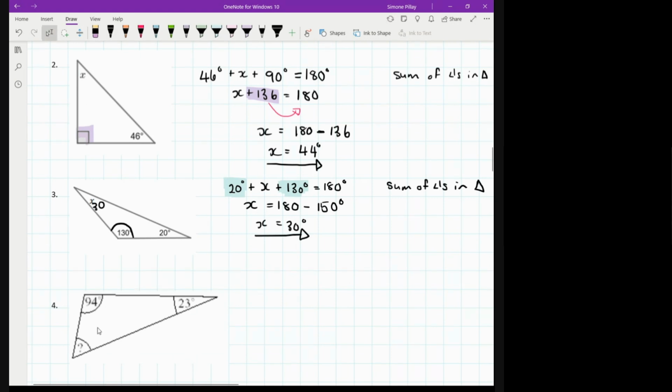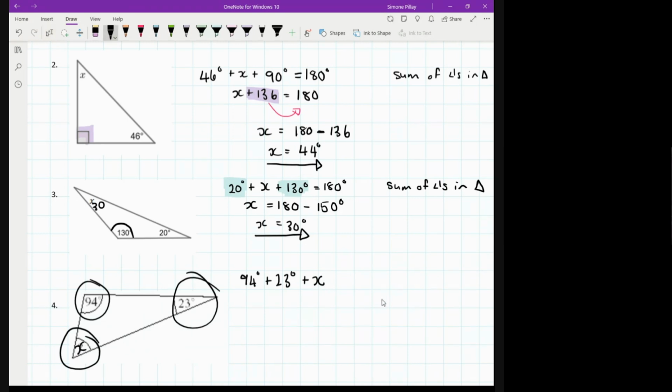You guys can see it's very repetitive. I have a triangle. I know two angles inside my triangle. I'm looking for a third angle. I know of an equation that I can use that will only leave me with one unknown. And that is that if I add 94 degrees plus 23 degrees plus x, I know that that should give me 180 degrees. Do you see in my equation, there's only one variable. This is how I know it's going to work.